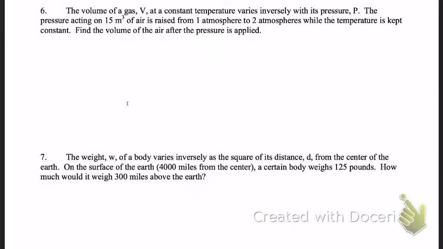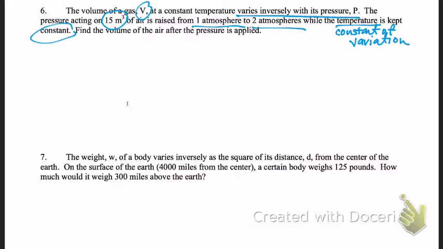Okay, for number 6, it says the volume of a gas V at a constant temperature varies inversely with its pressure. The pressure acting on 15 meters cubed of air is raised from 1 atmosphere to 2 atmospheres, while the temperature is kept constant. So when it says the temperature is kept constant, that means that temperature is my constant of variation. Like that is my A. So find the volume of the air after the pressure is applied.